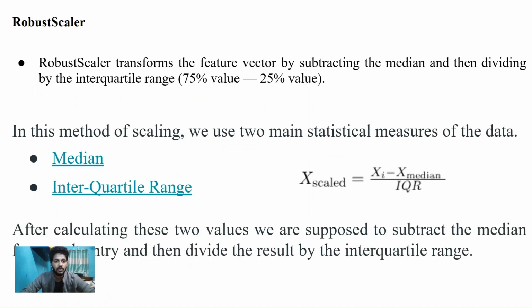And then the robust scaler. Robust scaler transforms the feature vector by subtracting the median and then dividing by the interquartile range, nothing but the 75% value minus the 25% value. In this method of scaling, we use two statistical measures of data, which are median and interquartile range, IQR. So the formula is x scaled is equal to xi minus x median divided by IQR. After calculating these two values, we are supposed to subtract the median from each entry and then divide the result by the interquartile range.